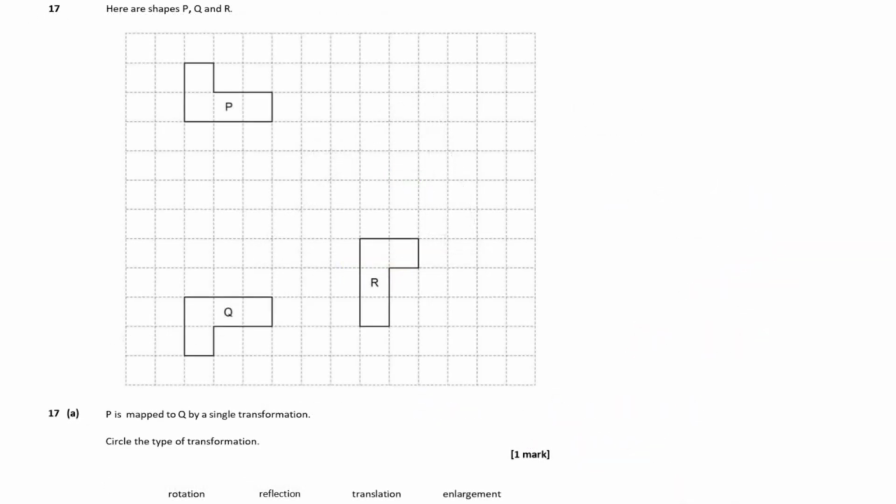Question 17. Here are some shapes, P, Q, and R. Yes, there are. Part A says P is mapped onto Q by a single transformation. Circle the type of transformation. Okay, so P is going to Q, isn't it? So here's P up here, here's Q down here, and you can probably see it's a reflection, can't you?